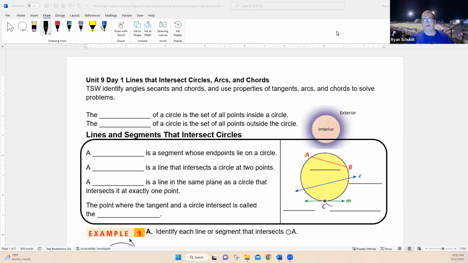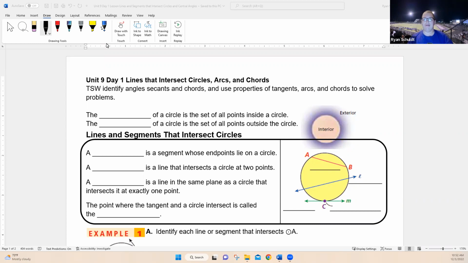Nothing but circles. We had one day earlier this year where we talked about the area and circumference of circles and all that jazz. But now we're going to really dig into what happens if I have a circle and then I take a line and go through it, or I have a line that touches my circle or stuff like that. So let's jump into it.